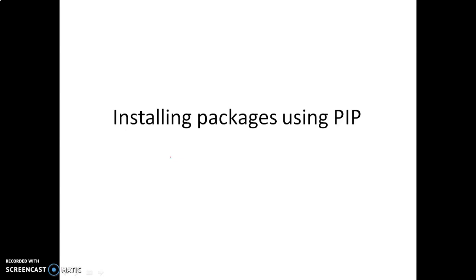Today we'll see how to install packages using PIP. Installing packages means installing third-party packages that are available in Python. The Python language provides us a number of built-in packages. Those we can install using a command, PIP. We can execute this command from the command prompt, that is the DOS prompt. For that we need to first install the PIP command.